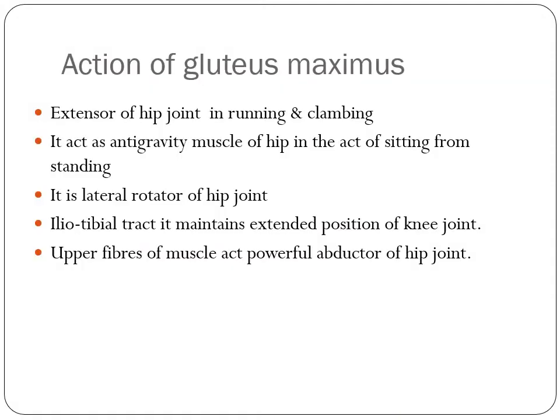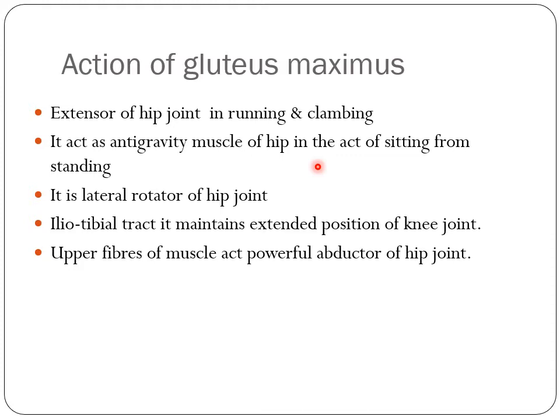Now the action of the gluteus maximus. So what is the action? The main action of the gluteus maximus is as an extensor of the hip joint in running and climbing. When you run and when you climb, it helps in extension of the hip joint. It acts as an anti-gravity muscle of the hip in the act of sitting from the standing posture. It is a lateral rotator of the hip joint.